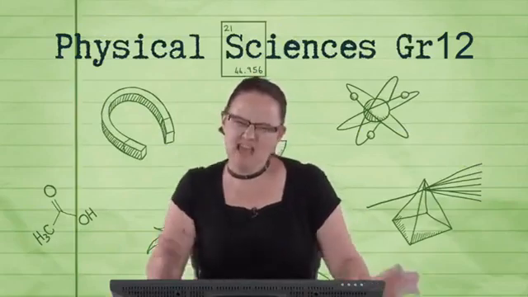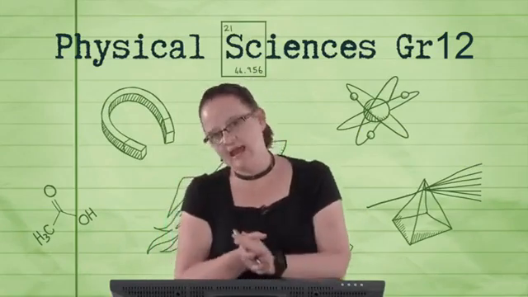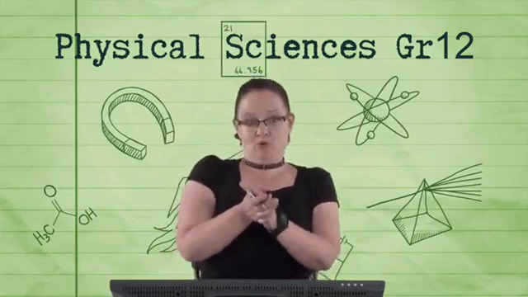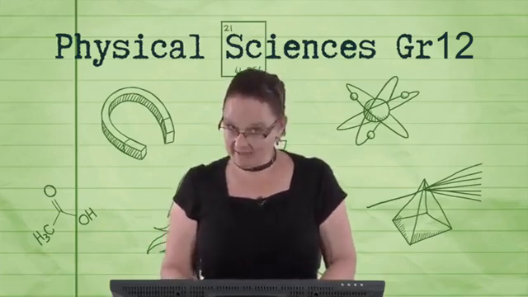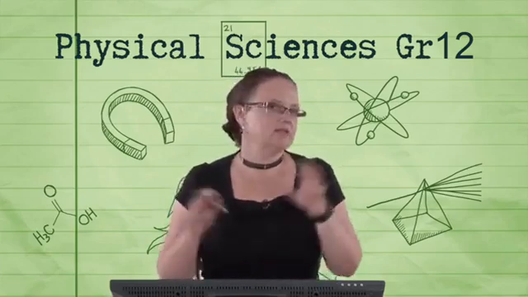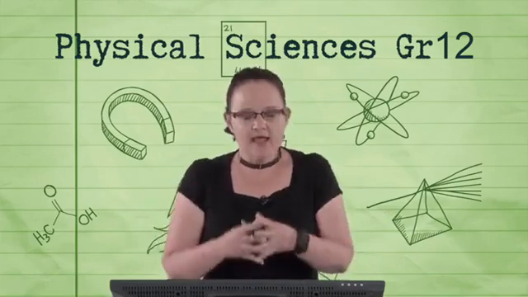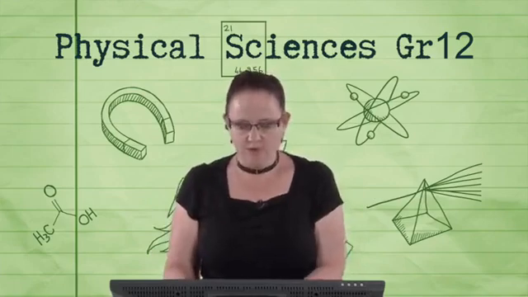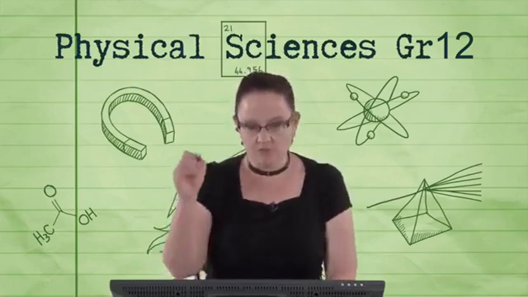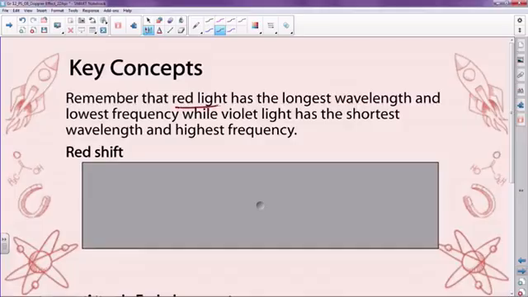Welcome back, grade 12s. We're going to do one little extra piece on theory, and then we're going to do one more question. Remember that Doppler affects any wave. So now we're going to talk about how Doppler affects light. In the visible light spectrum, you have to remember that red light has the longest wavelength, lowest frequency. Violet, which is on the blue end of the spectrum, has the shortest wavelength, highest frequency.